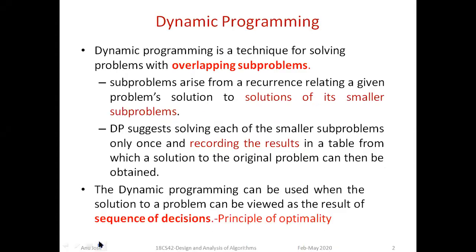In dynamic programming, we will have overlapping subproblems, and the solutions of the smaller subproblems will be merged, and from that we will get the final solution to the given problem. The smaller subproblem results will be recorded and can be reused for solving other problems. Dynamic programming can be used when the solution to a problem can be viewed as the result of a sequence of decisions.